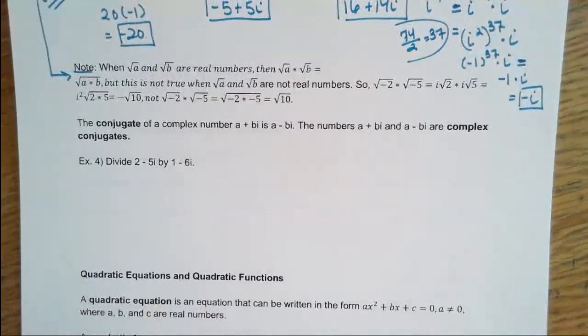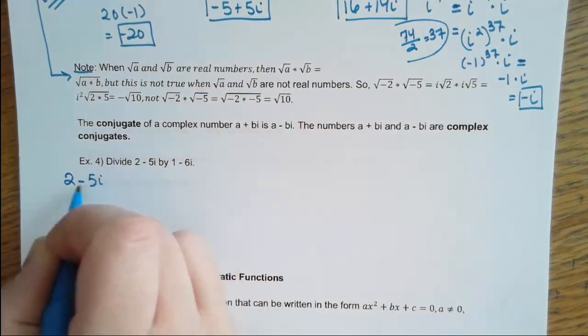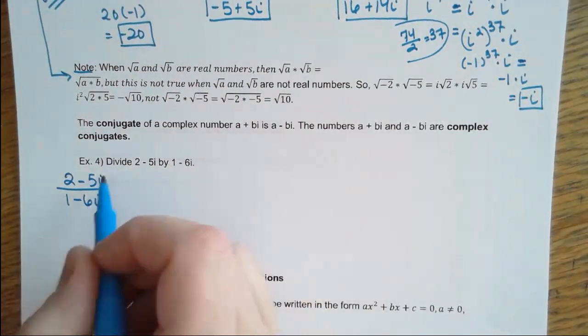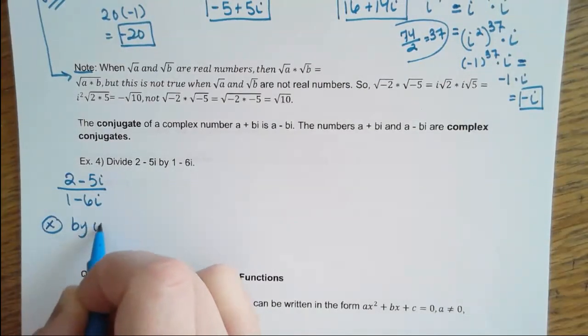The conjugate of a complex number is when we change that sign in the middle, and it's very similar to what we did with roots as well when we were trying to rationalize that denominator. So when we're dividing, we're actually not dividing, we're actually going to use conjugates here. So for instance, if I divide 2 minus 5i by 1 minus 6i, I'm not going to actually divide anything.